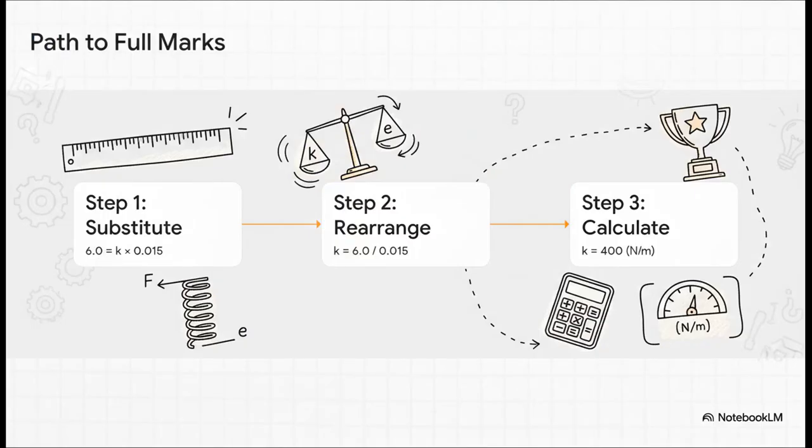And just like before, you can see the crystal clear path to getting full marks. You get 1 mark for correctly putting the numbers into the F equals k times e equation. You get a second mark for rearranging it correctly to find k, and that final mark is for the right answer, which is 400, and don't forget the units, newtons per metre. It's a foolproof system when you show your work.